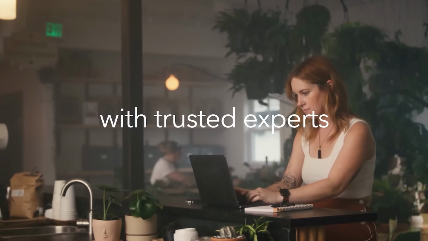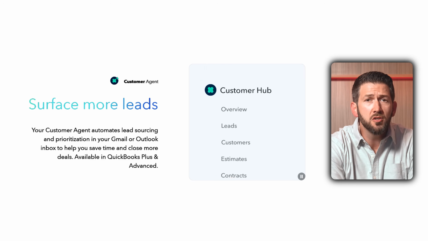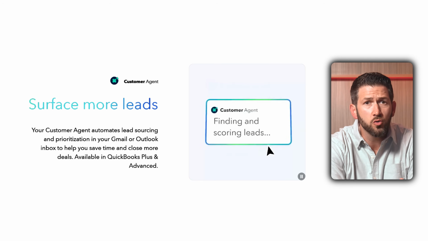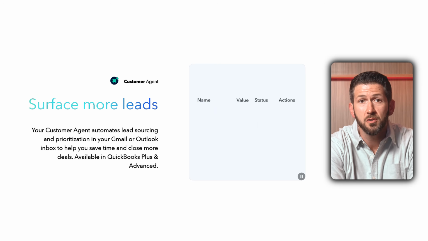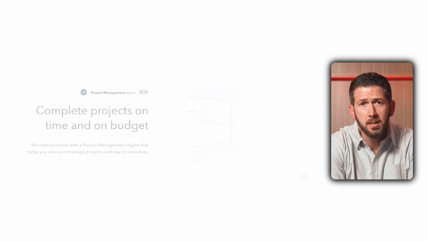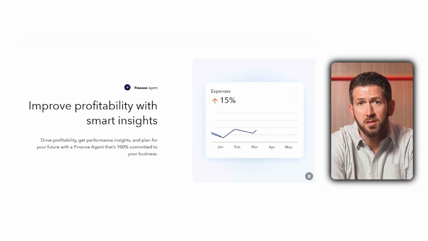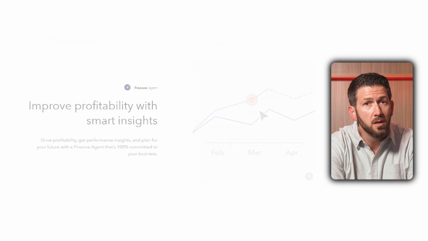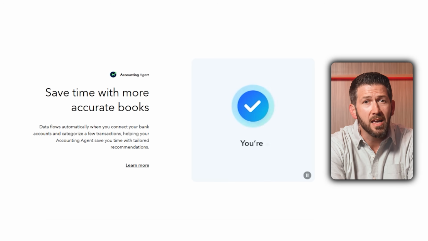Now here's where QuickBooks is really stepping into the future. They've introduced AI agents, intelligent assistants that run quietly in the background. We'll be diving deep into the AI agents in an entirely separate video, but the agents include a customer agent, which surfaces and triages leads automatically from Gmail, drafts personalized replies, and tracks opportunities. A project management agent that assists with estimates and project tracking. A finance agent that partners with your finance team to review summaries and call out variances right in reports or the business feed. And for QBO Plus and Advanced, there's an accounting agent that supercharges bank transactions and AI reconciliations.